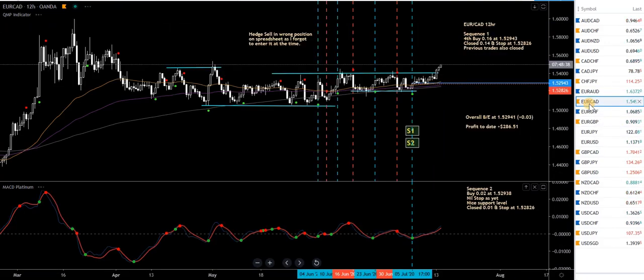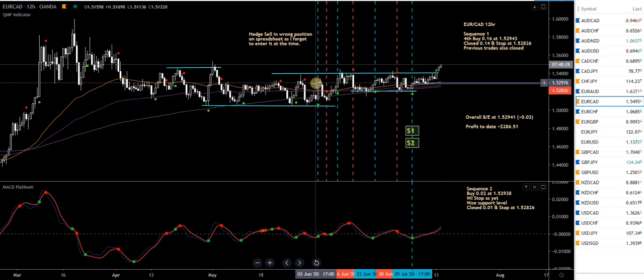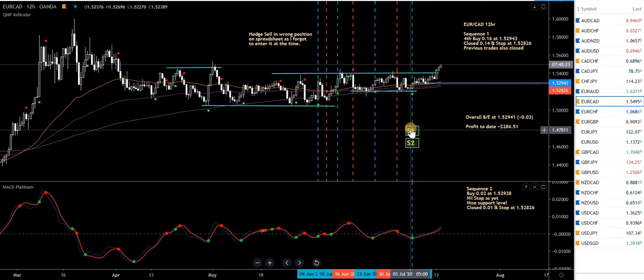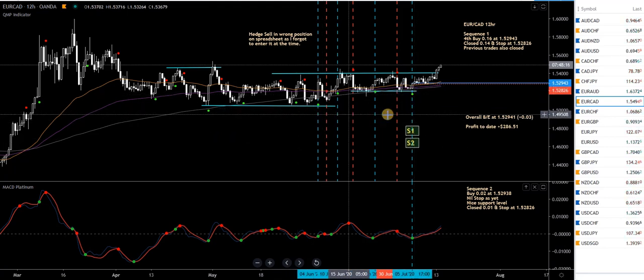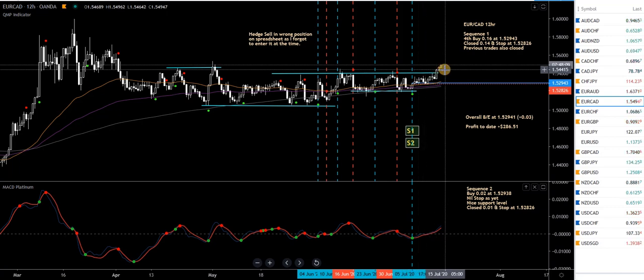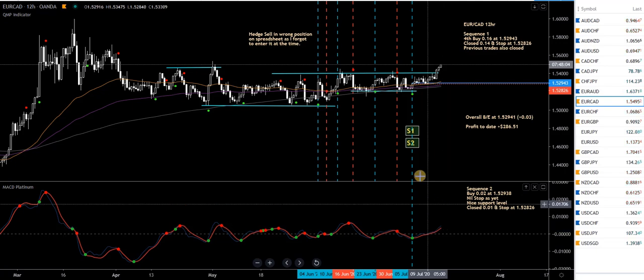Euro CAD, righto. You see lots of lines here. I was in multiple trades. I just leave these lines in place. I've taken the horizontal lines out. So I was in a buy, sell, another buy, sell, another buy, sell. Then I took two buys, sequence 1 and sequence 2, or sequence 2 started on here. So I've closed all these trades here. They broke this resistance level, and my overall break even was in this sort of vicinity where the crosshair is now. So the MACD Platinum is through the zero level. So now I'm looking for sells.